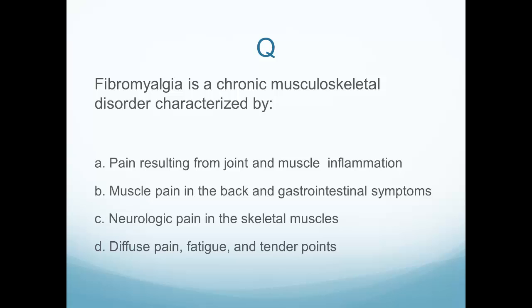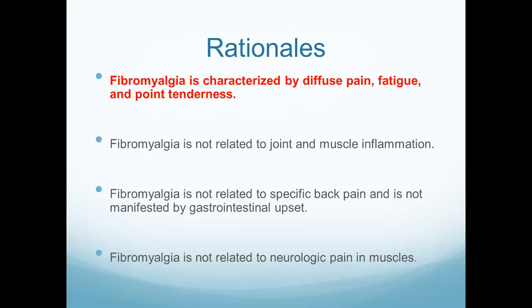Fibromyalgia is a chronic musculoskeletal disorder characterized by what? Fibromyalgia is characterized by diffuse pain, fatigue, and point tenderness.